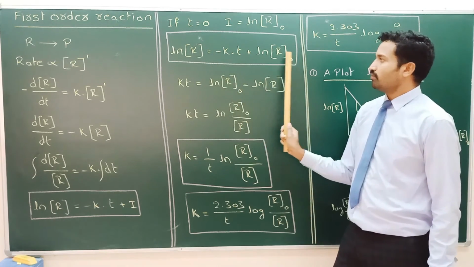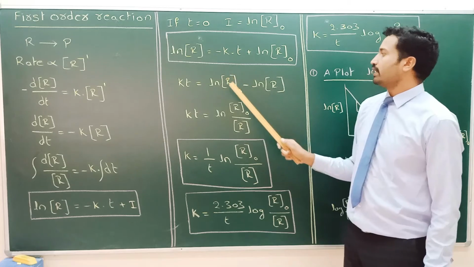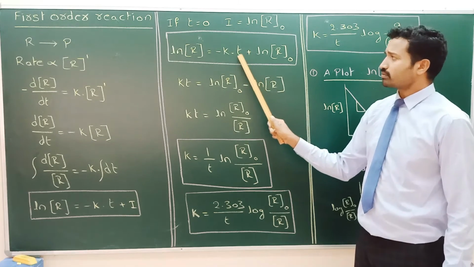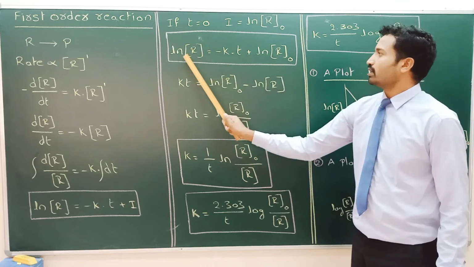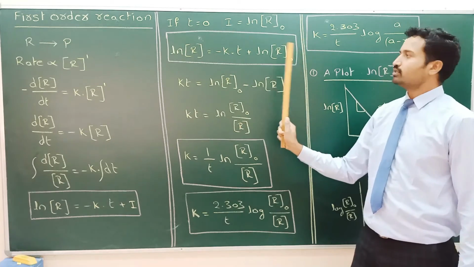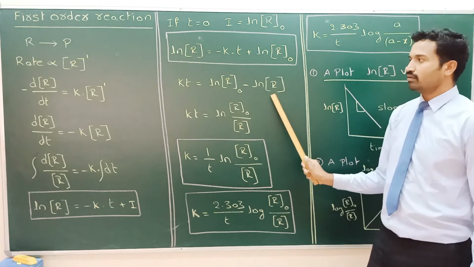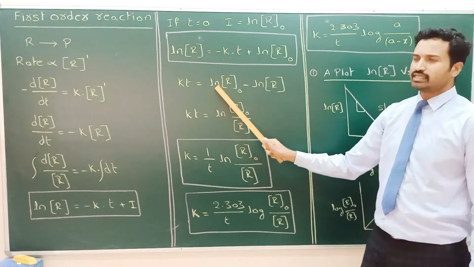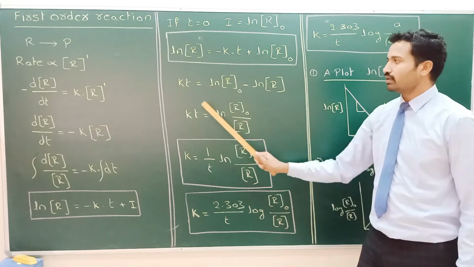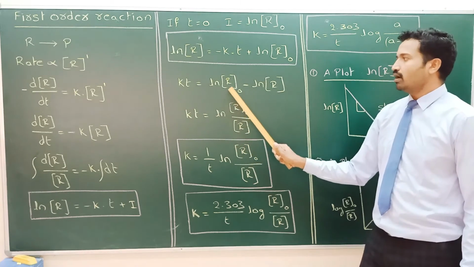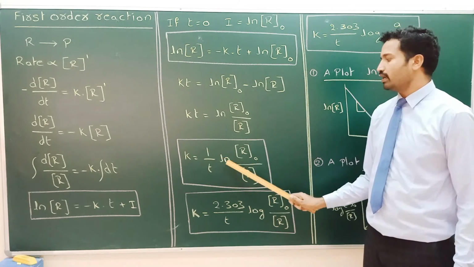This is the relationship between ln R and ln R naught. Here kt comes to this side as plus kt, and ln R on this side becomes minus. So kt is equal to ln R naught minus ln R. Using the formula log x minus log y is equal to log x by y, kt is equal to log base e of R naught by R. Next, k is equal to 1 by t ln R naught by R.